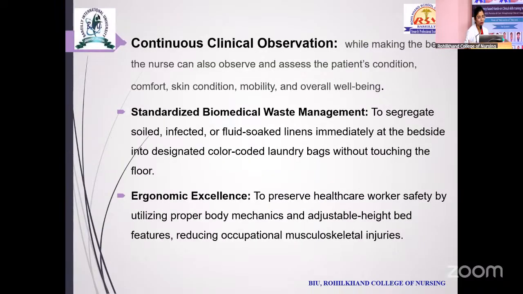Next, continuous monitoring of the patient. While making the bed, the nurse also observes and assesses the patient's condition, like his or her comfort, skin condition, mobility, and overall well-being. Next is standardized biomedical waste management. In this, we segregate soiled, infected, or fluid-soaked linen immediately at the bedside into the designated color-coded laundry bags without touching the floor. Next is ergonomic excellence.